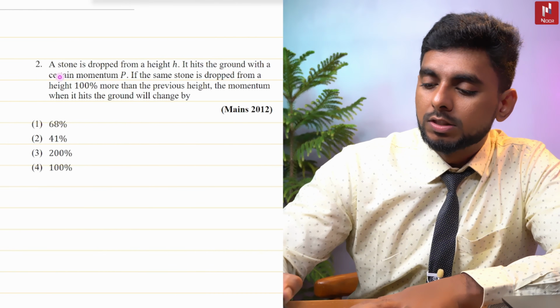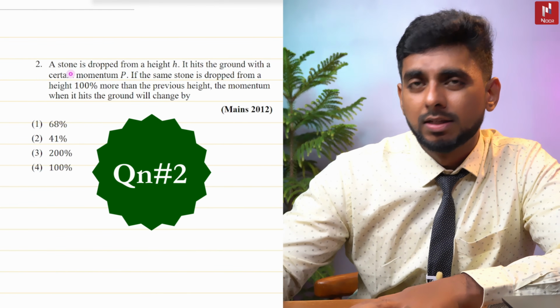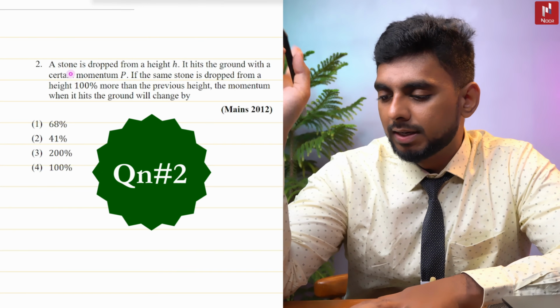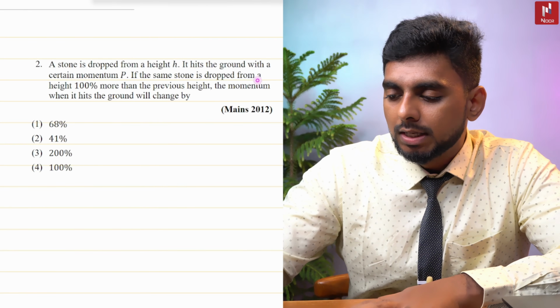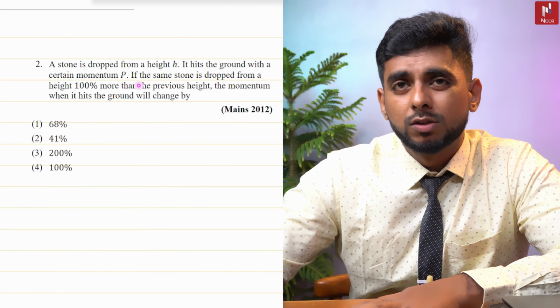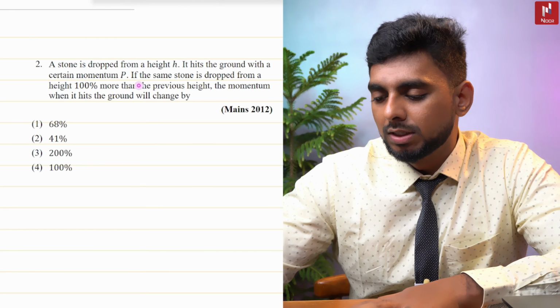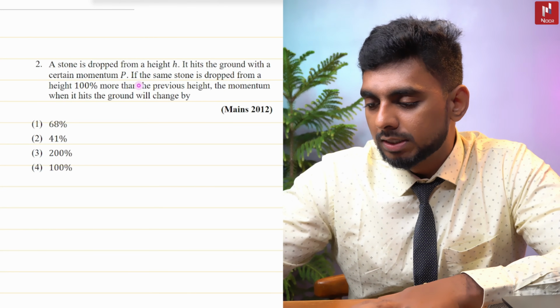The next sum is: a stone is dropped from a height h. So you're dropping a stone from a height h. It hits the ground with a certain momentum p. So when it reaches the ground, the momentum is equal to p. So the first statement is done.